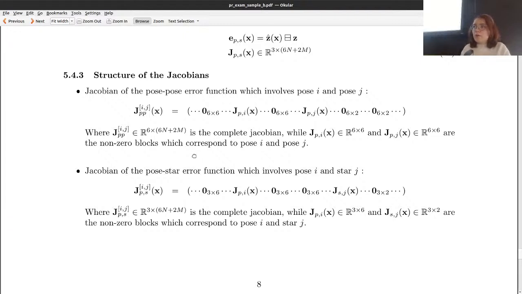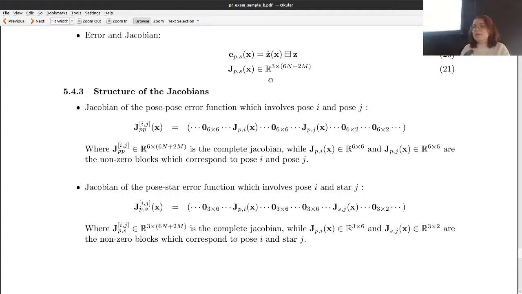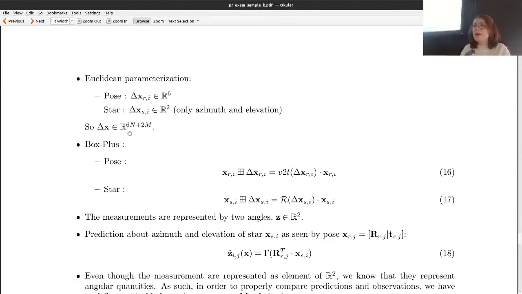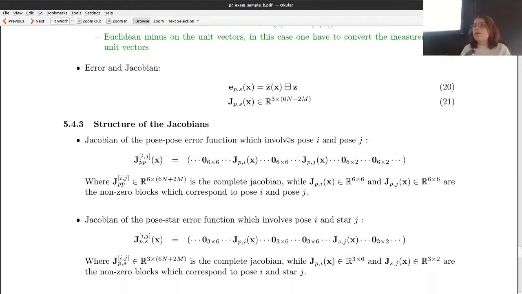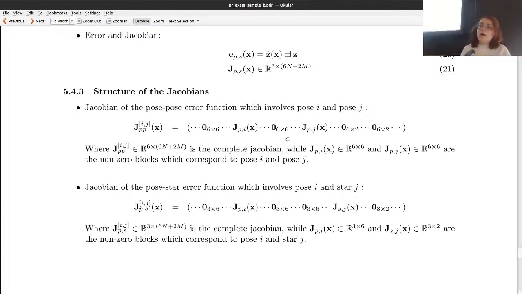So, as far as the Jacobian is concerned, again, in our particular choice of the box minus, the error has dimension 3, so the Jacobian is as high as 3 and as large as 6n plus 2m, because of course it is as large as the perturbation, which we have seen, that is 6n plus 2m. And then what you can do is to write down the structure of the Jacobian for the two kinds of error function that we have. So we have a pose-pose error function, but we also have a pose-star error function, and you are supposed to write down an example of a block for each of them.